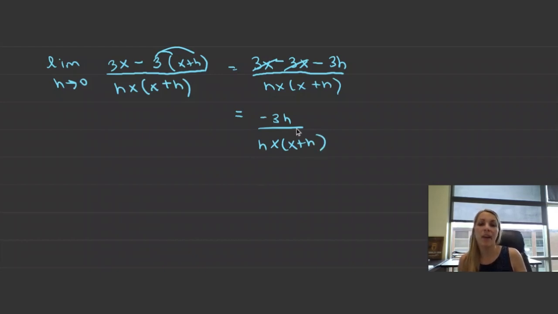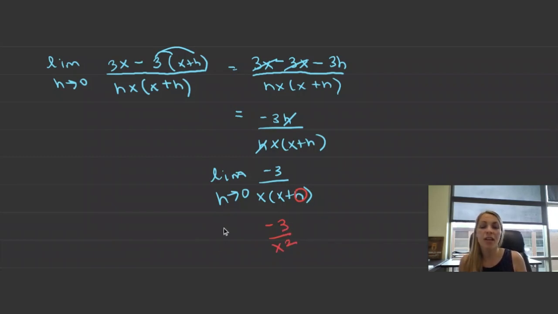Now I'm going to do some simplifying. h divided by h is 1. So I'm left with negative 3 over x times x plus h. And now I'm going to go ahead and apply the limit where h approaches 0, because there's no more simplifying I can do. So I'm going to go ahead and put a 0 in here. So I'm left with negative 3 over x times x, which is negative 3 over x squared. This is the derivative, and the notation I use for the derivative is f prime of x. So this is the slope function.